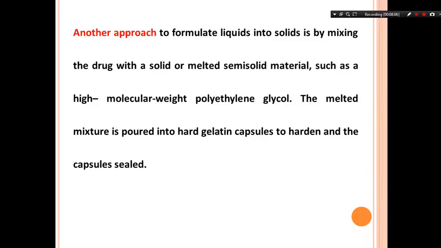Another approach in order to formulate a liquid dosage form into a solid dosage form is by combining the liquid drug with a high molecular weight polyethylene glycol. الـPEG هي in nature high molecular weight PEG هي solid in state يعني at room temperature. فشو يسوونها؟ يحاولون يسوون melt من هذه المادة، then incorporate the liquid drug with this and then poured in hard gelatin capsule، وبالتالي ينتظروا هذا الملت يصير له hardening و the capsule is sealed.